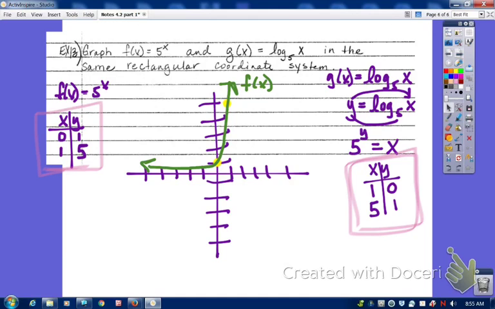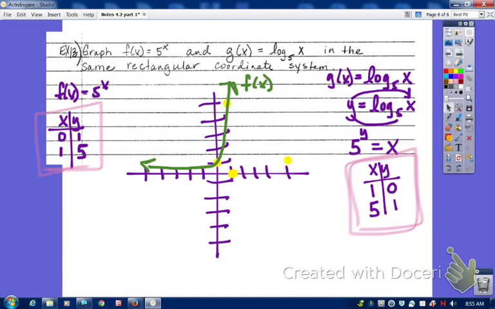So let's graph our new log. We've never graphed logs before. I'm so excited about this. We've got 1, 0, and we've got 5, 1. Also in all those words that I put on your notes, it said that inverses are reflections over the line y is equal to x. Inverses are reflections over the line y equals x.